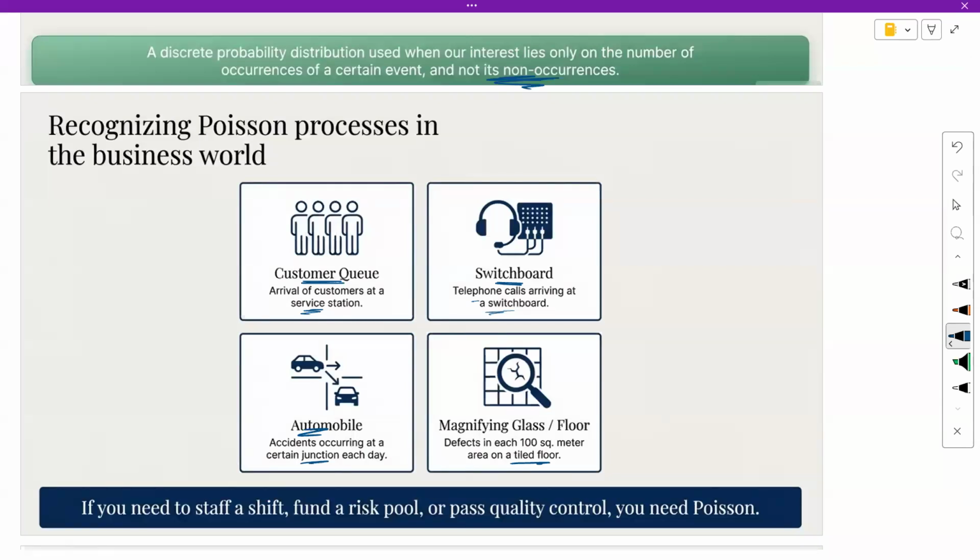If you need a staff shift, or you need to find the fund of a risk pool, the insurance companies, many of them are insured against any loss, business loss. Loss means fire or accident or flood. So during those instances, they want to know how many claims, claim applications, they may get, so that accordingly they can make arrangements of fund. And quality control. You need Poisson distribution for these instances.